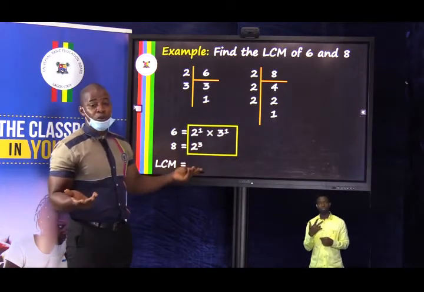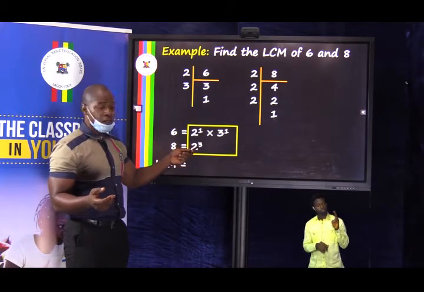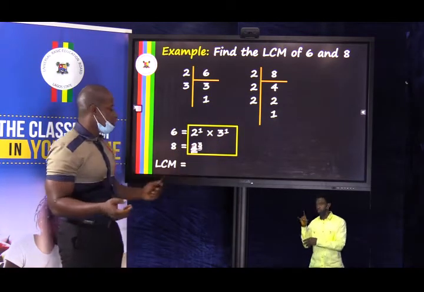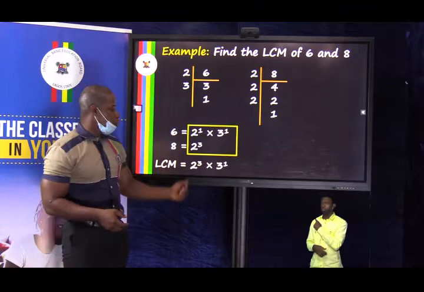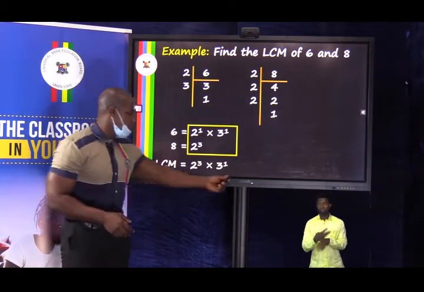So the one that has the most number of factors, you select that. In this case, this one has 2 in 3 places, so we select this one instead of this one. This one has 3 in one place, so we select just that. Like this, 2 in 3 places, 3 in one place. That comes down. Then we multiply them together.